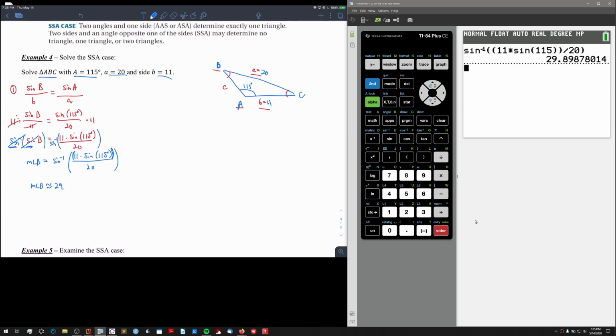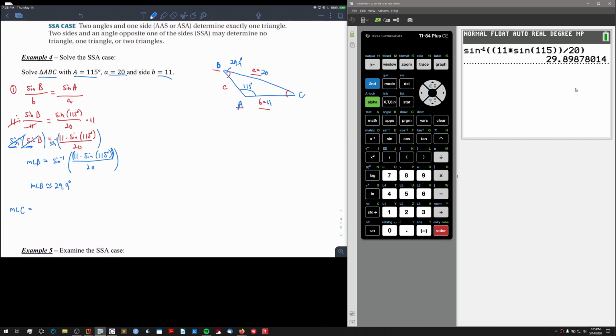Okay, 29.9 degrees if you round to the hundredth here. All right, so that's angle B. So 29.9 degrees. Happiness there. And then just keep solving. So now that I have angle B, I can find angle C. So this is a quick one.